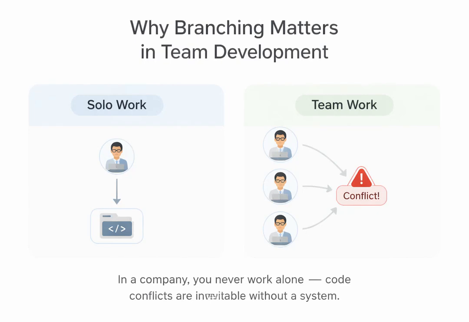So continuing from where we left off, now we're getting into one of the most important topics in Git, branching. And the reason branching exists is fundamentally about teamwork. When you're working at a company, you're never coding alone. There's a whole team, and everyone is writing code at the same time. If one person's code accidentally overwrites or conflicts with another person's code, things break. The codebase can get completely messed up. So how do you handle that? That's exactly what Git branching solves.